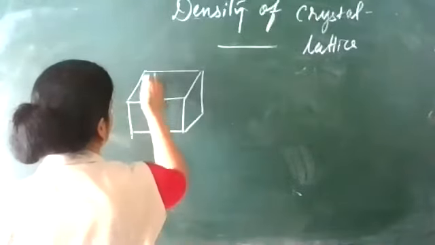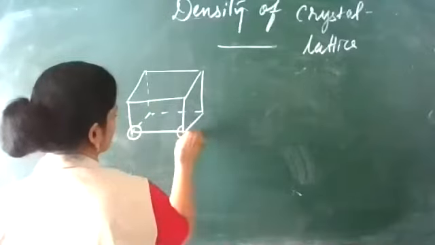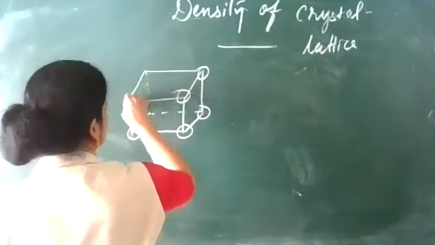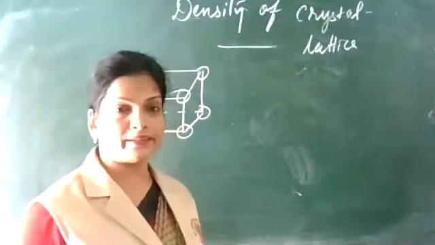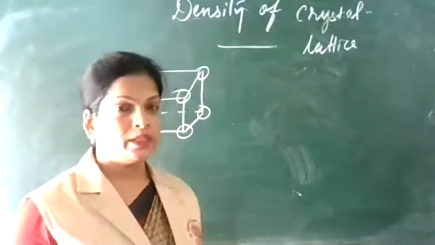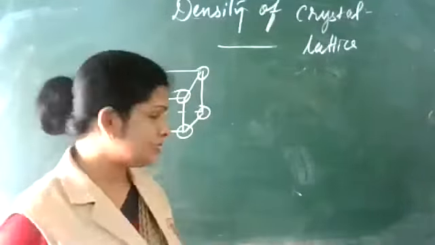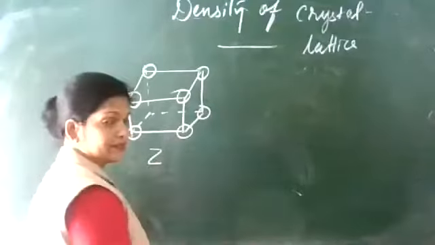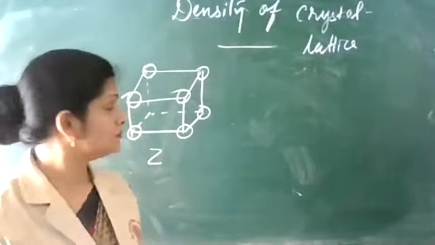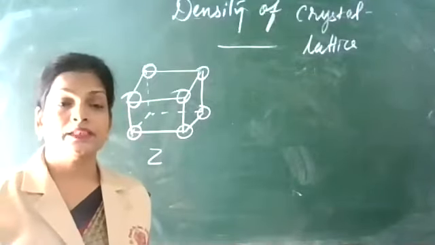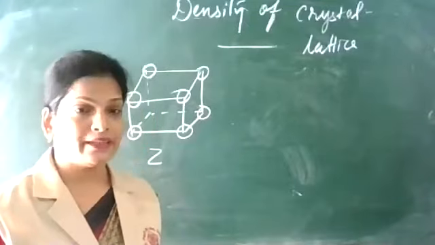Here I am drawing simple. Simple, number of atoms is 1. If it is body centered, number of atoms is 2. If it is face centered, number of atoms is 4. We represent the number of atoms by Z. That is equal to 1 for simple cubic, 2 for BCC, and 4 for FCC.